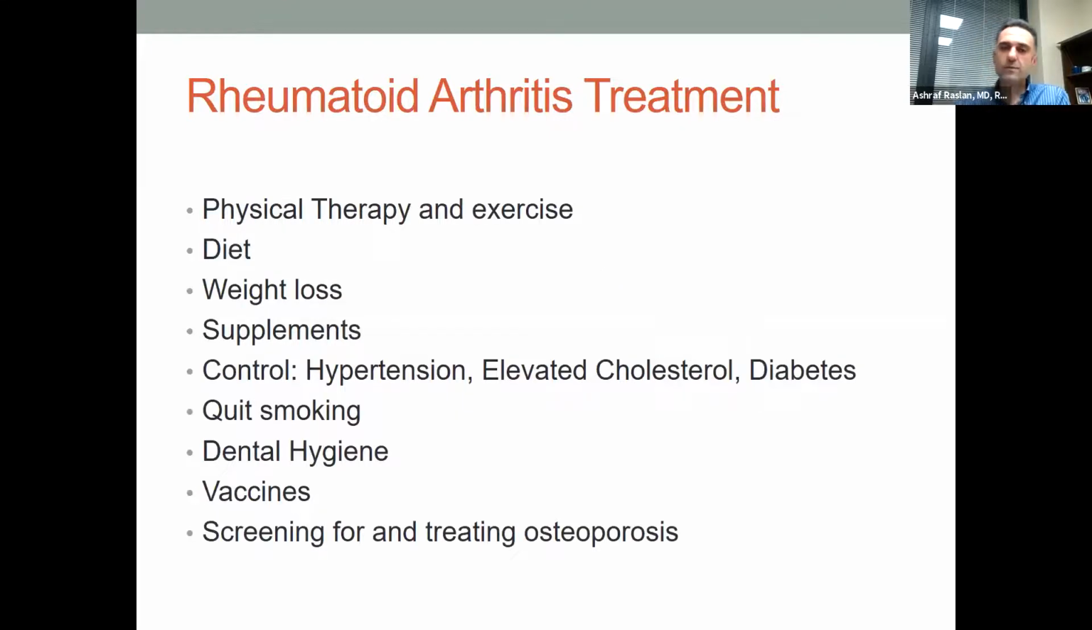The other things that are very important, and unfortunately not usually addressed as much as they should be, are all the lifestyle and alternative or complementary things that we could do to treat rheumatoid arthritis, which could be very effective in treating short and long-term rheumatoid arthritis complications. The first thing we'll talk about is physical therapy and exercise.